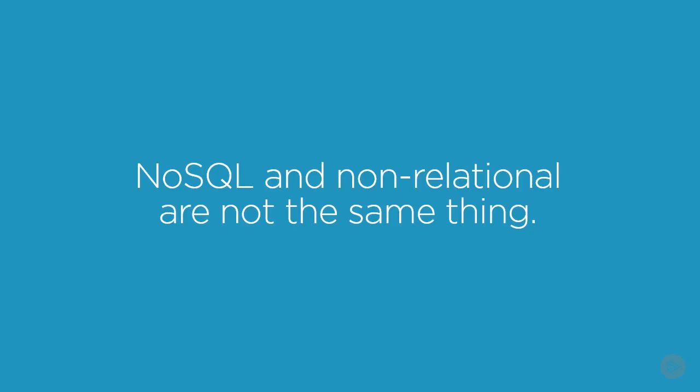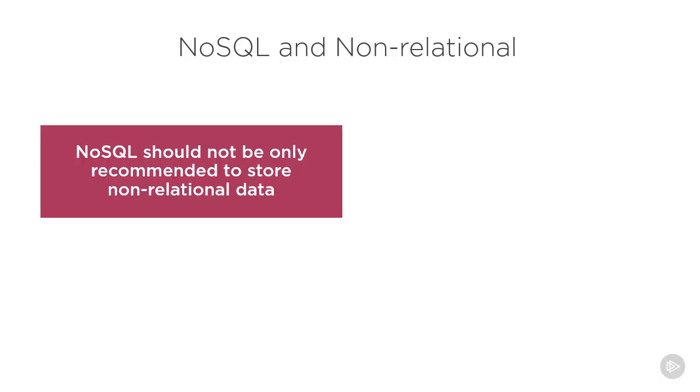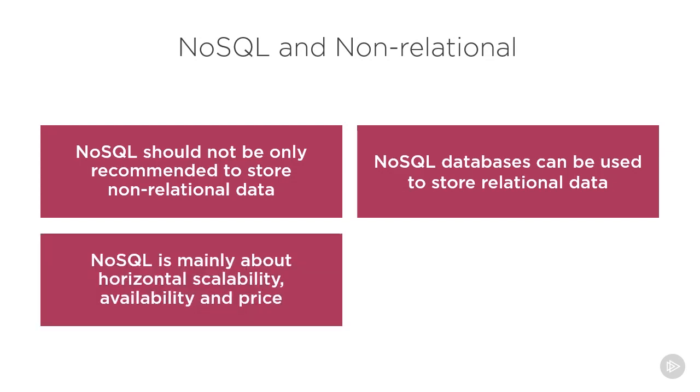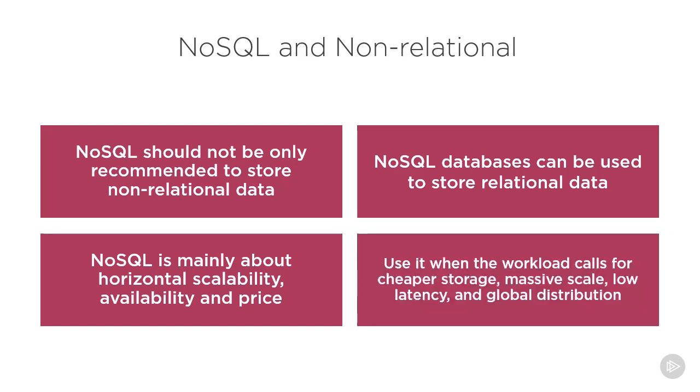It is important to note that NoSQL and non-relational data are not the same thing. So NoSQL databases shouldn't be only recommended to store non-relational data. These databases can be used to store relational data as well. Many of the customers of Azure Cosmos DB are using this database to store relational data. So NoSQL databases are mainly about horizontal scalability, availability, and price. Use these databases when the workload calls for cheaper storage, massive scale, low latency, and global distribution.